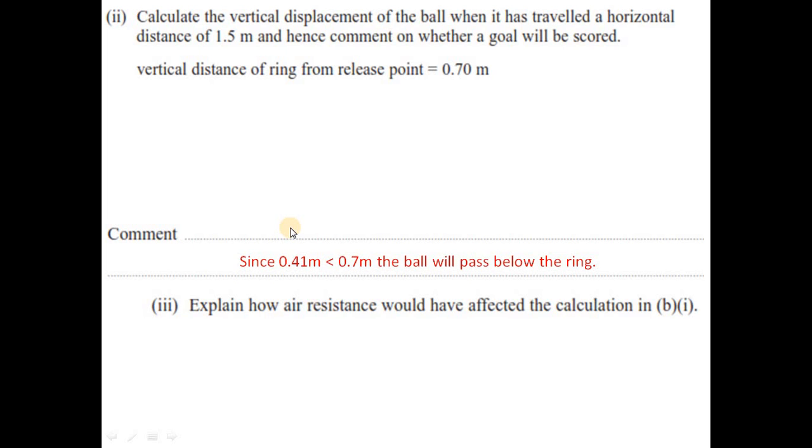Explain how air resistance would have affected the calculation in B1. Due to air resistance, we have a horizontal force acting on the projectile, and due to this horizontal force, we have a deceleration, and that causes the ball to take more time to reach the same distance.